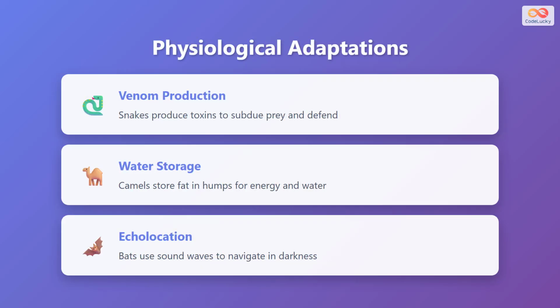Physiological adaptations are internal processes that occur inside an organism's body. Snakes produce venom through specialized glands, using these toxins to subdue prey and defend themselves from threats. This chemical adaptation is highly effective for hunting and protection. Camels store fat in their humps, which their bodies can convert into energy and water during long desert journeys where resources are unavailable. Bats have evolved echolocation, a biological sonar system that allows them to use sound waves to navigate and hunt in complete darkness. These internal adaptations are often invisible but incredibly powerful.